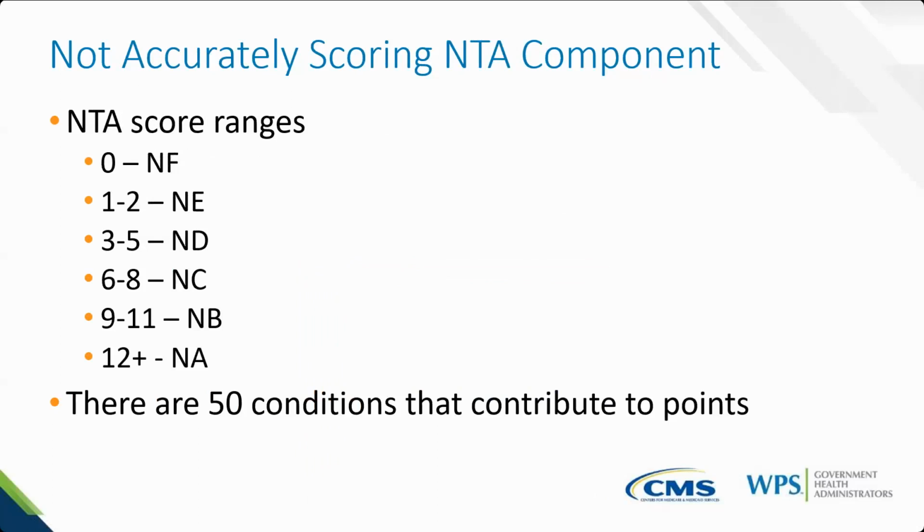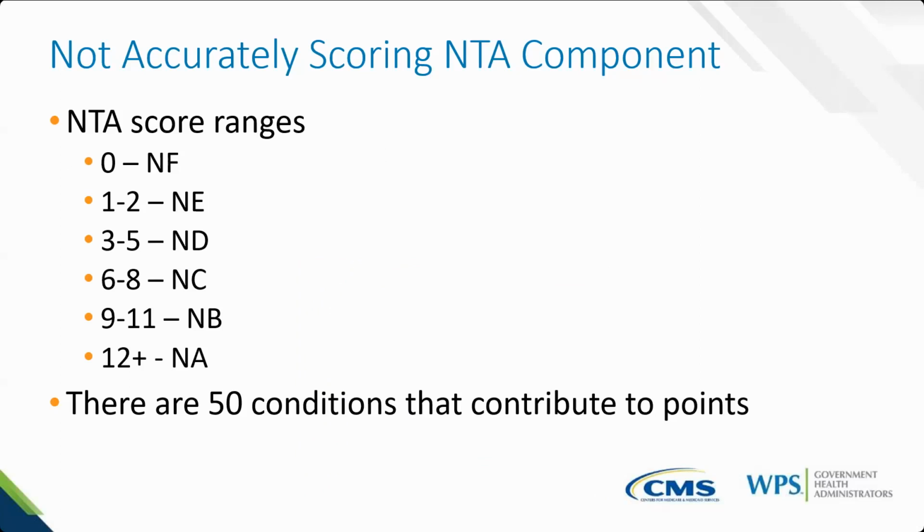So the NTA components use a weighted comorbidity score. For example, high cost conditions or extensive services count for more points, which you then use to assign the SNF resident into an NTA case mix group. So a resident's NTA score is the sum of the points associated with each comorbidity that they have.